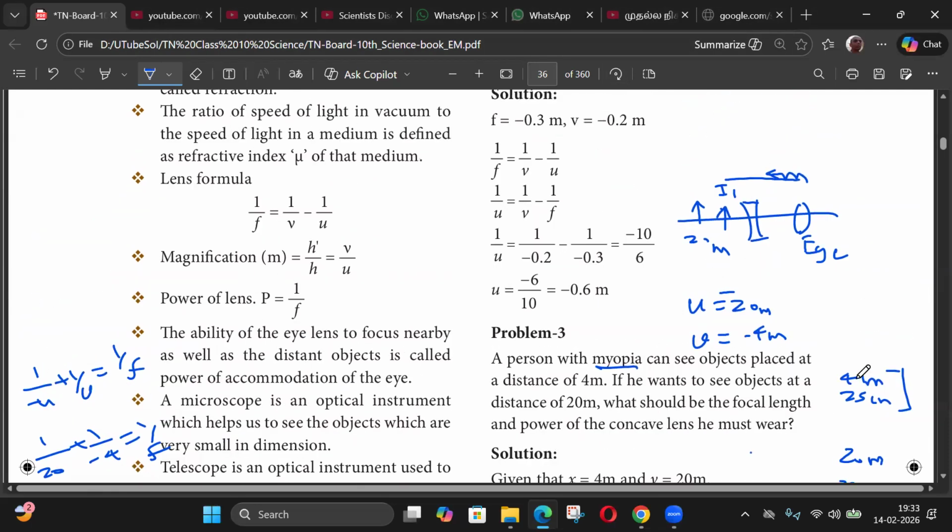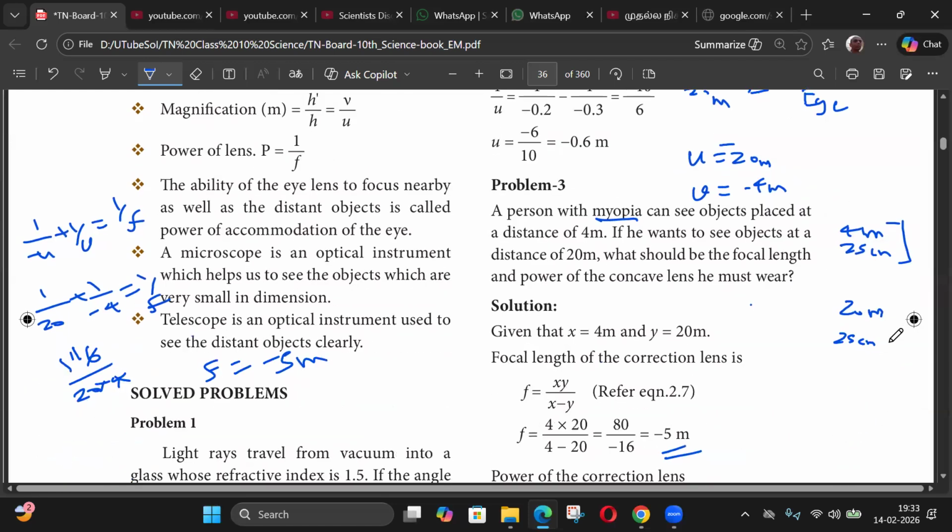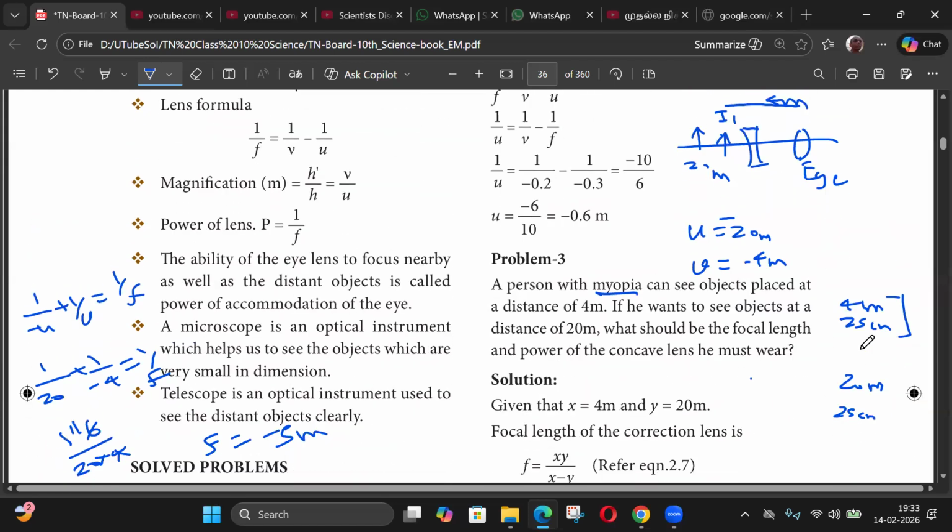Understood? Normal eye can see 25 centimeters to a large distance. But this defective eye is seeing from 25 centimeters to 4 meters, but he's saying improve it to seeing from 25 centimeters to 20 meters. He's not even bothering about 30 and off. At least he should see up to 20. So for this correction, this 20 meter object should come to 4 meters. Then this defective eye can see. So for the specs, U is 20, V is 4, and the distance between the specs and the eye is very small.